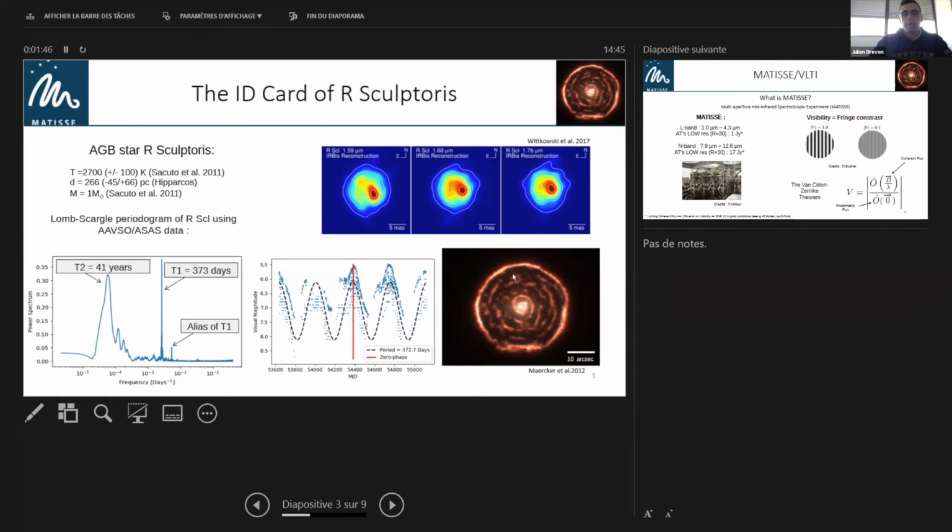This is quite interesting because maybe we can think that there is a companion around the star which induces this kind of shape of the circumstellar envelope. I've also taken AAVSO and ASAS data in order to build a Lomb-Scargle periodogram of the star, where we find some different periods: one of roughly 1 year and one of 41 years for the star.